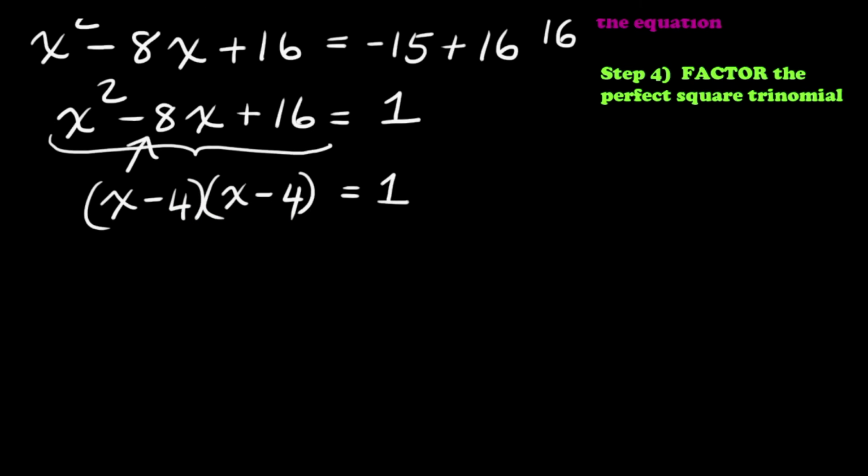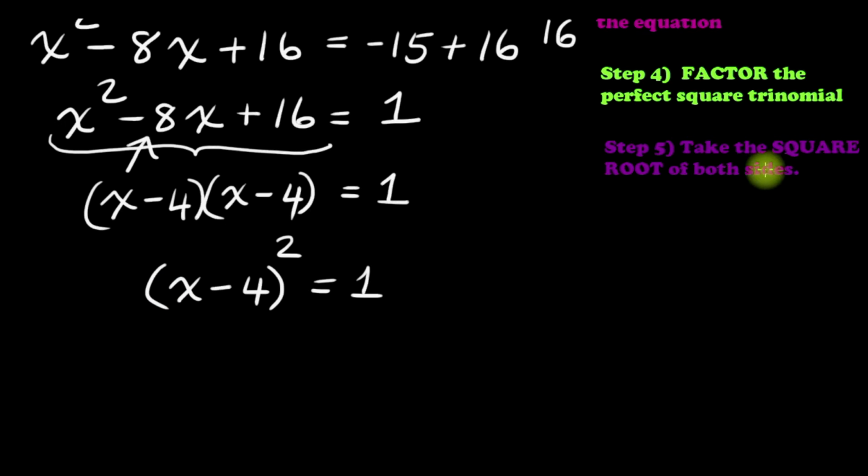And then we're going to go ahead and rewrite that. Because x take away 4 times x take away 4 is the same thing as x take away 4 squared. We went on and factored the perfect square trinomial. Okay, let's move on to the next step.